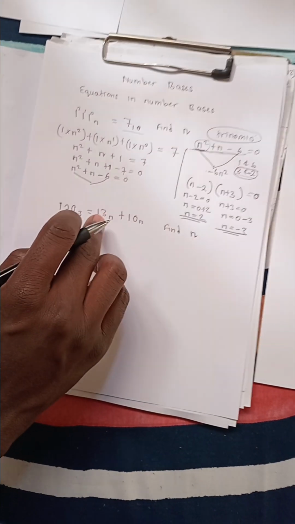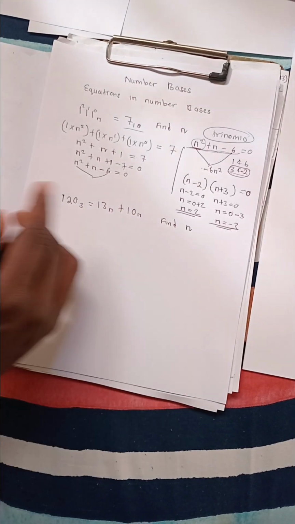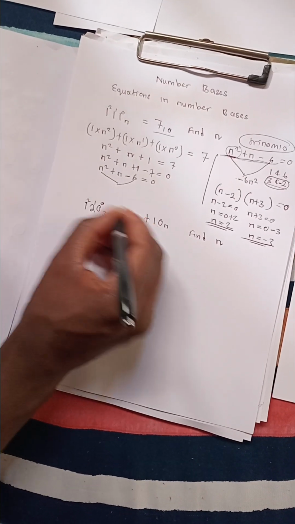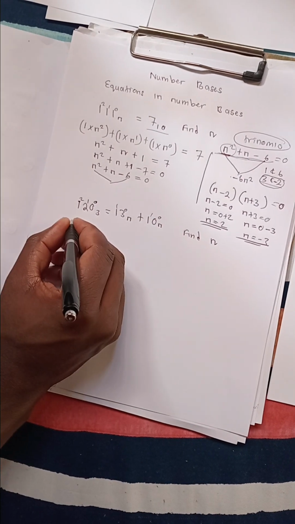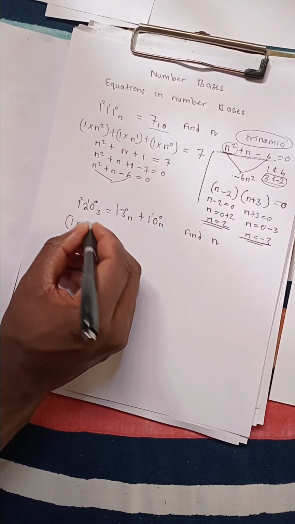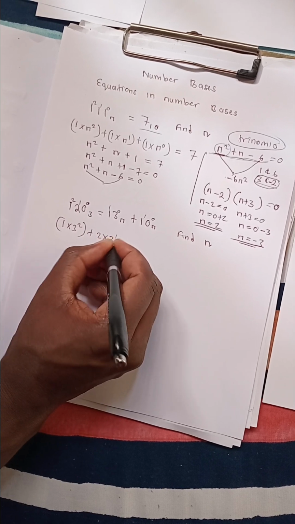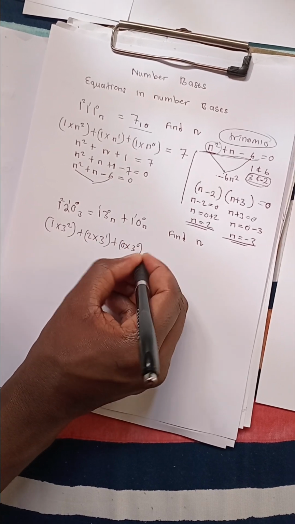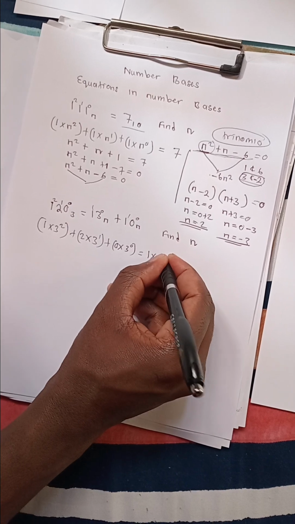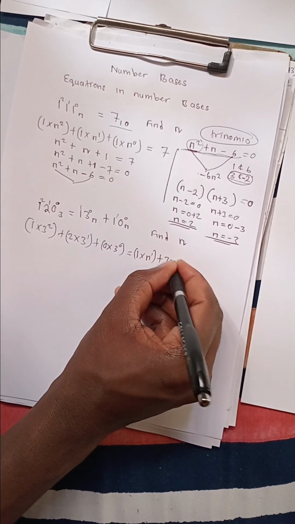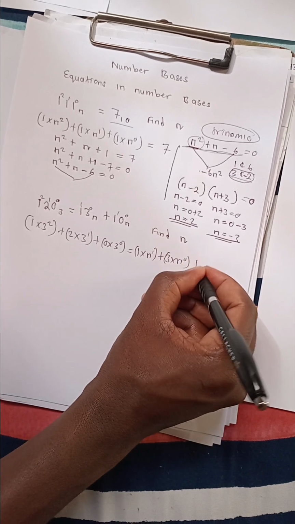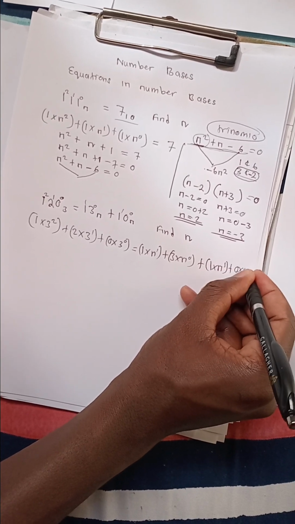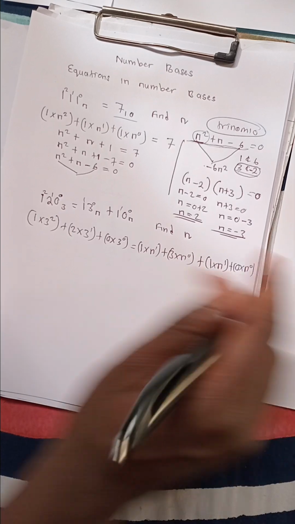120 base 3 is equal to 13 base n plus 10 base n. The first stage is to convert our numbers to base 10. So it's now 1 multiplied by 3 raised to the power of 2, plus 2 multiplied by 3 raised to the power of 1, plus 0 multiplied by 3 raised to the power of 0, is equal to 1 multiplied by n raised to the power of 1 plus 3 times n raised to the power of 0, then plus 1 multiplied by n raised to the power of 1, then plus 0 multiplied by n raised to the power of 0. So we are converting our numbers to base 10.